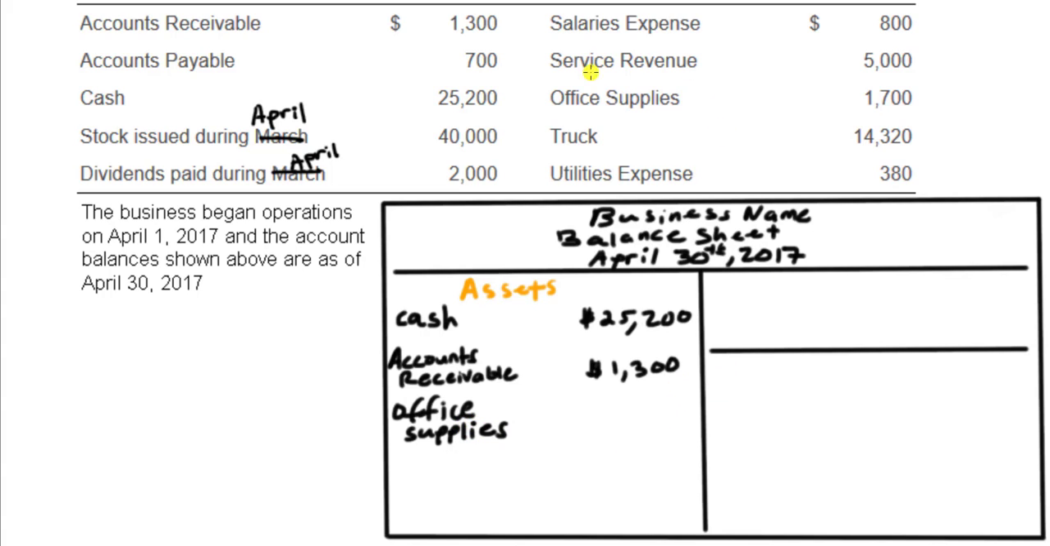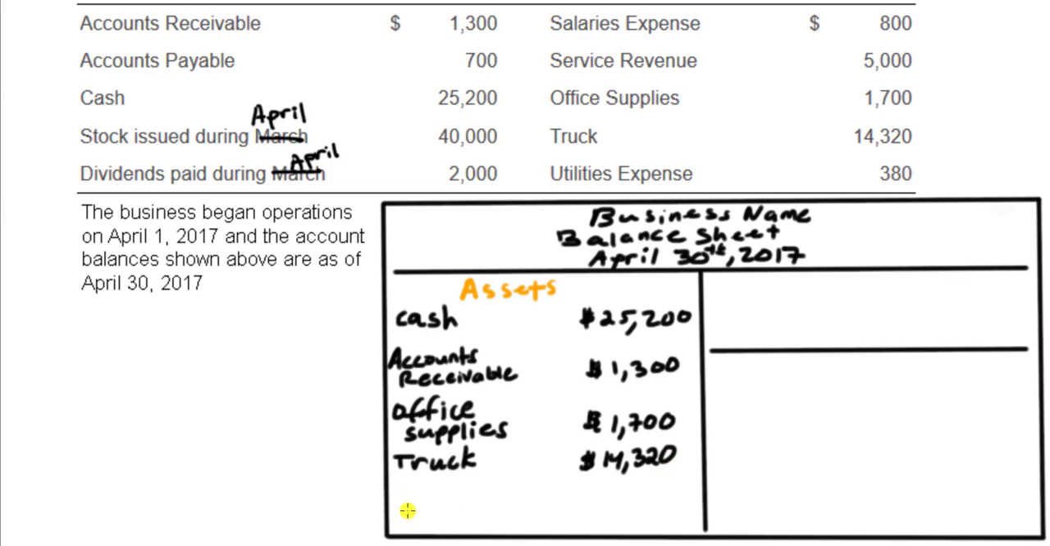Okay, this is something of value that we're using to run the business. We're using these office supplies to create revenue, right? We're using it in our operations. We have $1,700 worth of office supplies, and then we have a truck, which we are also using to run this business, worth $14,320.